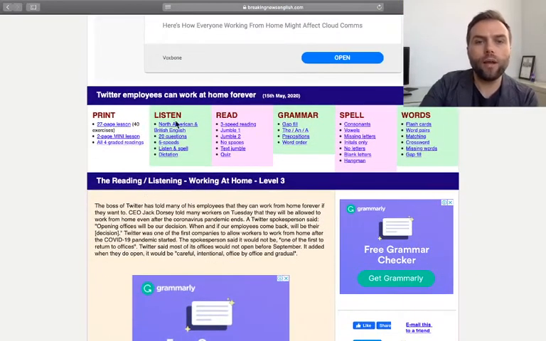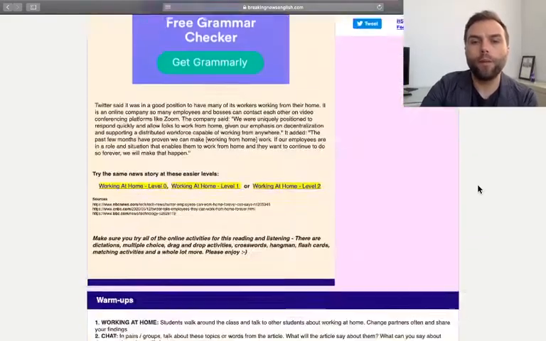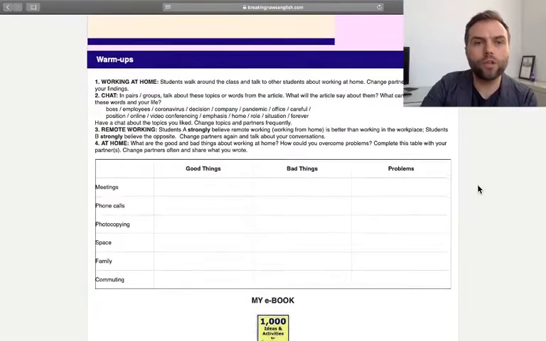Now you also have listening, so you can listen in North American accent or British accent, and some other listening activities here, some reading comprehension, grammar focus, so all of the articles have some kind of grammar focus as well, spelling activities and word activities. But let's just scroll down so you can see what it is.